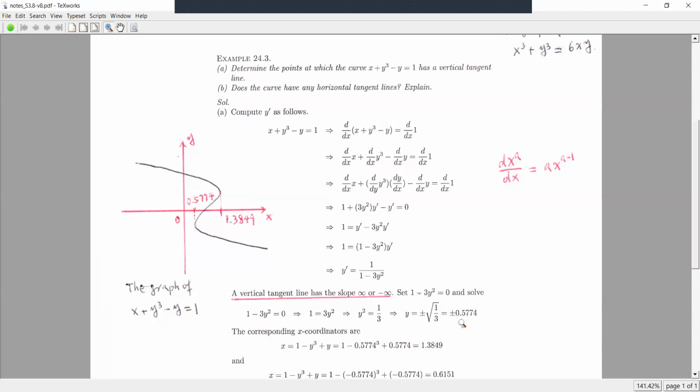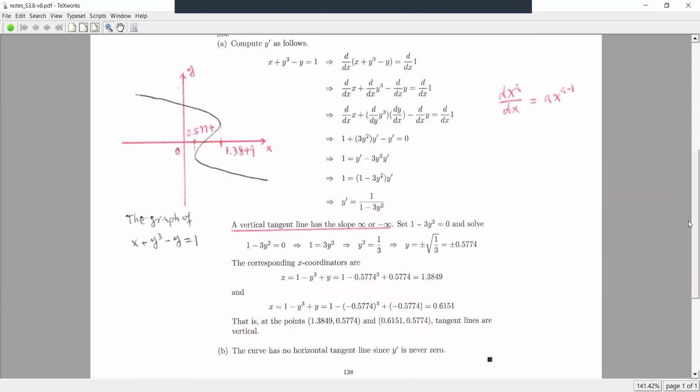These two numbers are the y coordinates of these points. To find the corresponding x coordinates, I plug these two numbers back into the given equation. Then I get the x coordinates of these 2 points. Therefore, the answer to part A is at this point and this point, the tangent lines are vertical.